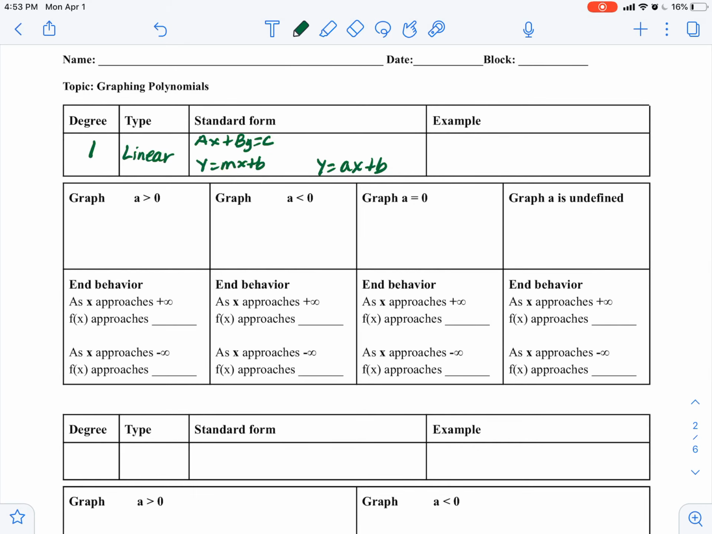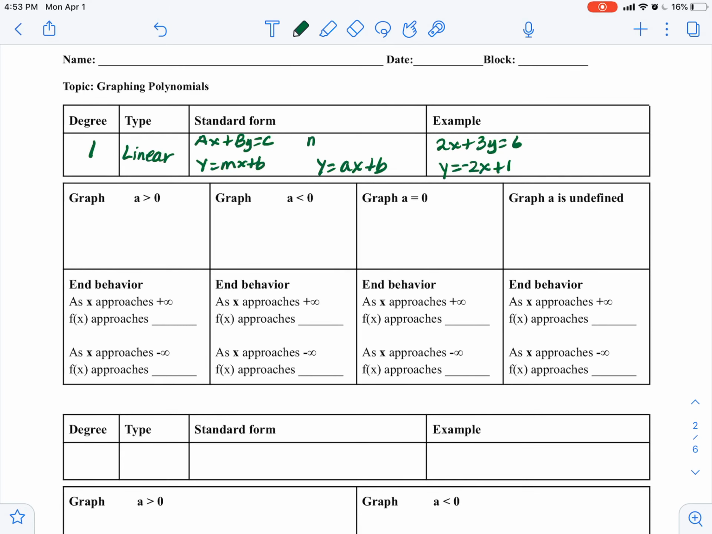Okay, so an example might be something like 2x plus 3 equals 6. That would be a standard form. Of course, we could write it in slope-intercept. I don't have point slope written down, but we could also do it slope-intercept. Okay, so let's talk about what the graph looks like. So I did go ahead and leave it as an a, because then that's what all of our other graphs are going to be. So we're talking about a as being our slope.